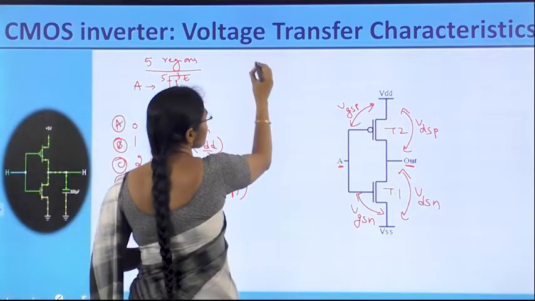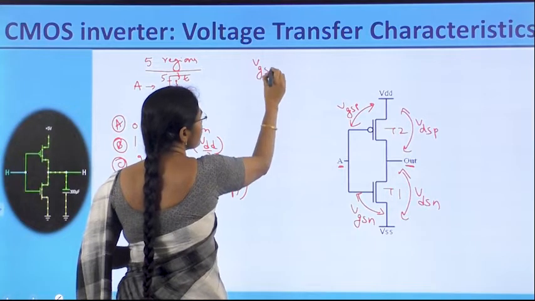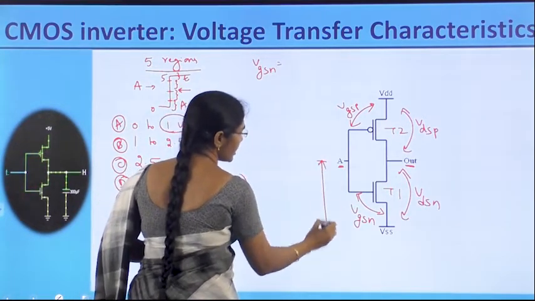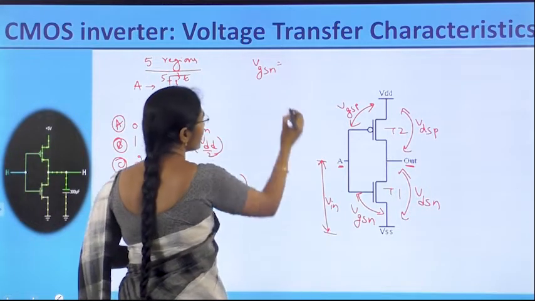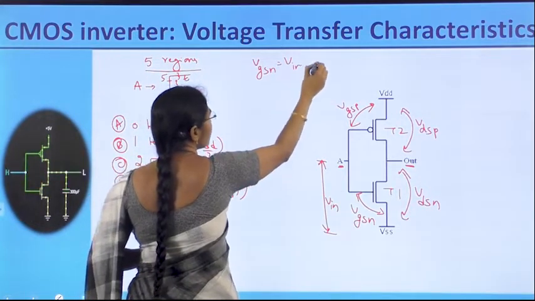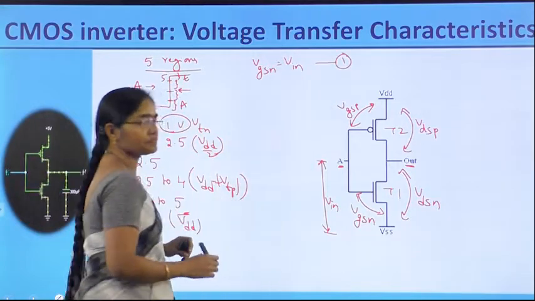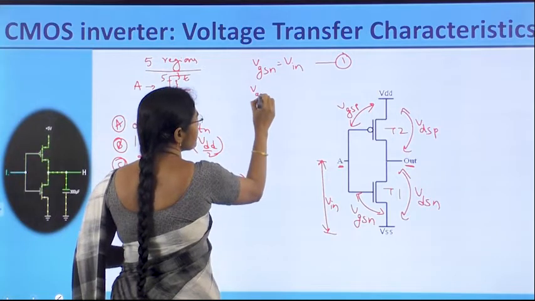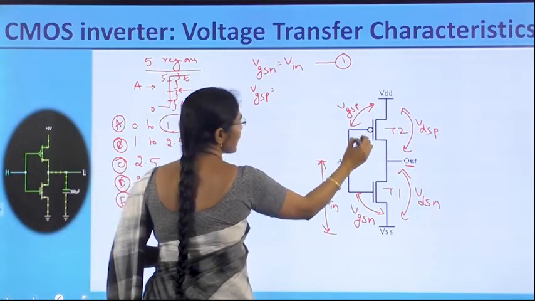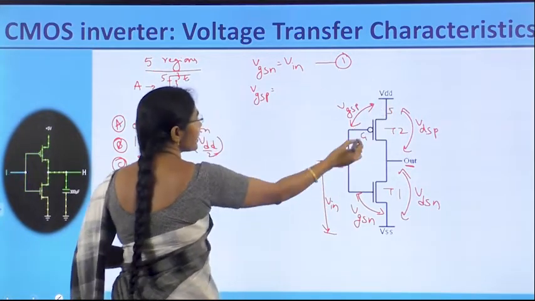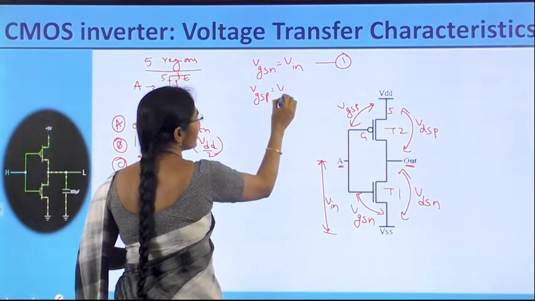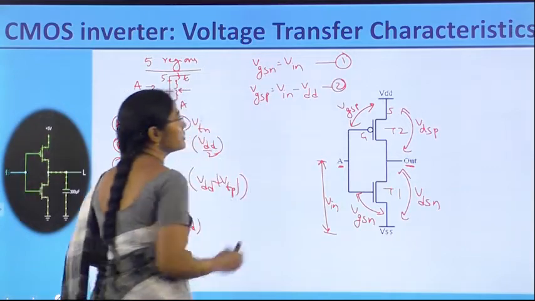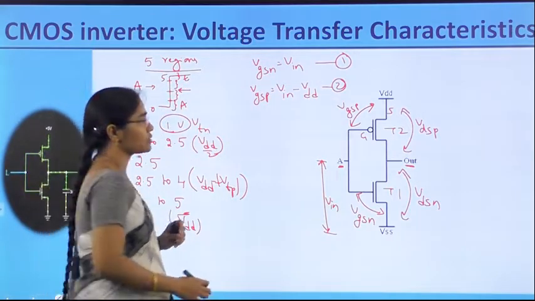So, what are the equations? What is VGSN? VGSN is always equal to whatever voltage is applied here as Vin. Therefore, VGSN is equal to Vin always. This is equation 1. Then, what is VGSP? VGSP is equal to gate minus source. At the source VDD is applied, at the gate Vin is applied. So Vin minus VDD is the VGSP. Take that as equation 2.